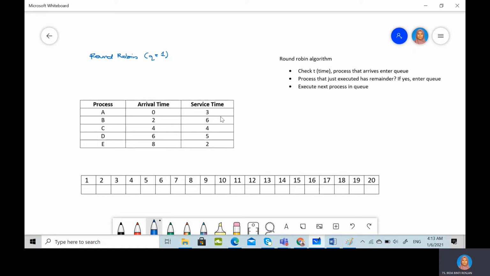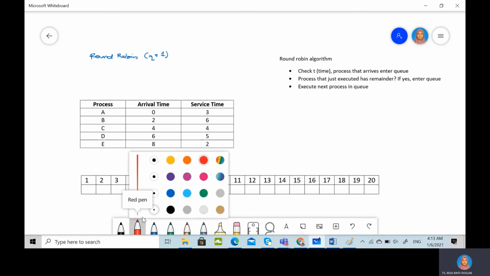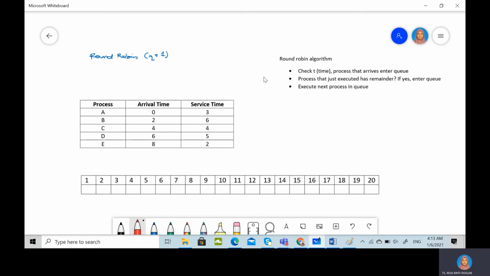To understand how round robin works, I came up with a simple algorithm here, as you can see. I will try to highlight this round robin algorithm with different colors. I will explain this later, but first we need to understand how this works.